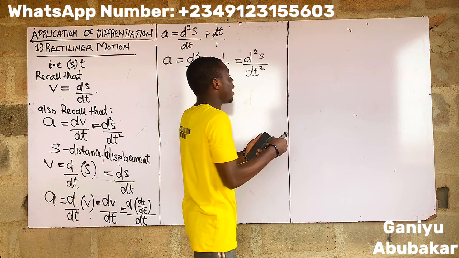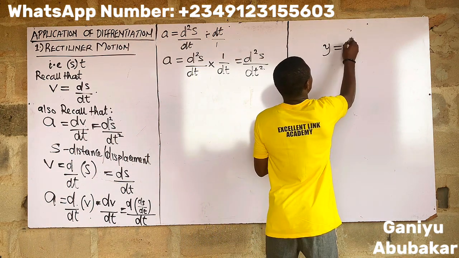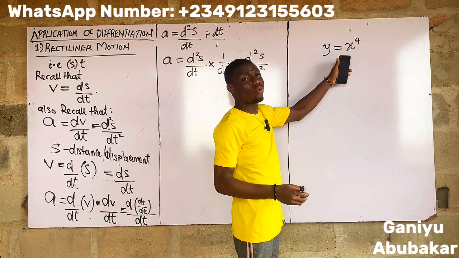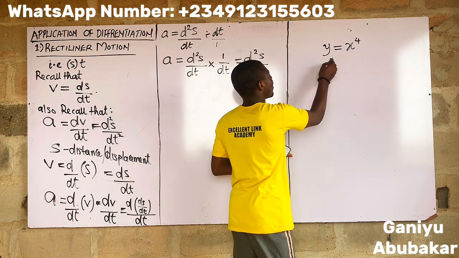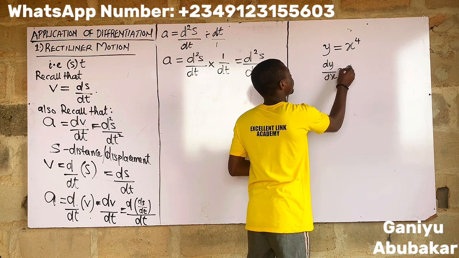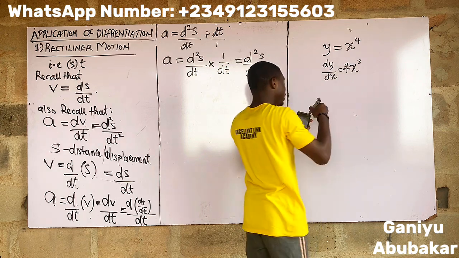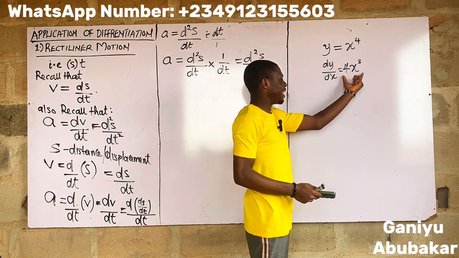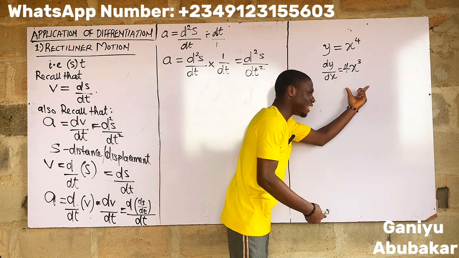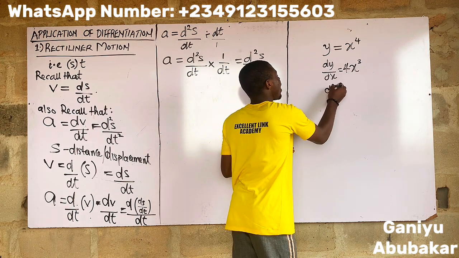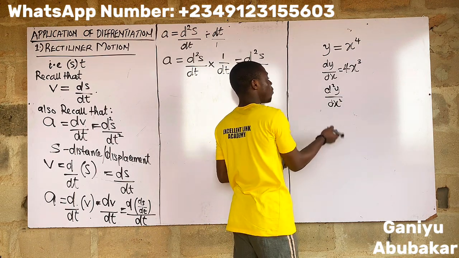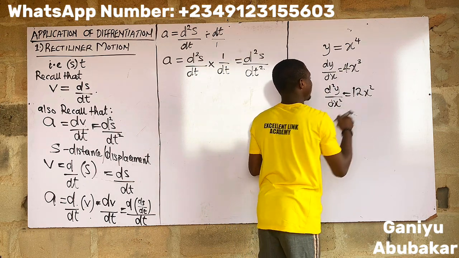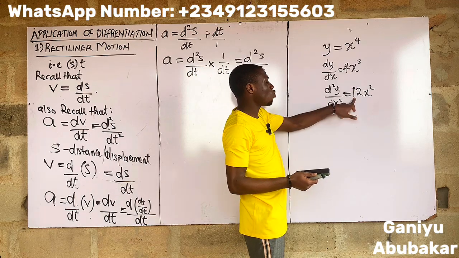Let's assume that I have y is equal to x to the power 4. Now listen up. This becomes a concept under what? Differentiation. So my first task, I have that dy over dx here is equal to 4x cubed. If I differentiate this answer again, that becomes d squared y over dx squared. Why? Because I'm differentiating this one again. I'll have 12x squared.